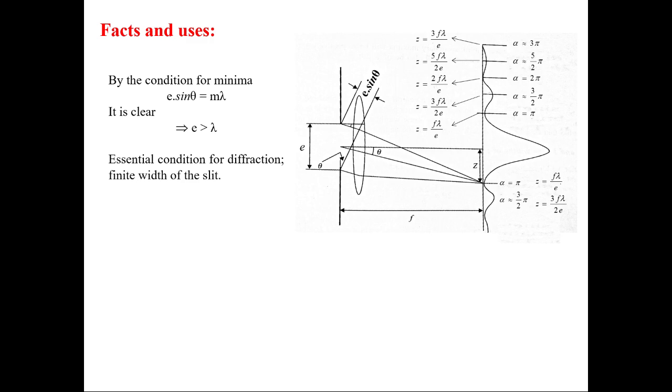We have the condition for minima, that is e sin theta equal to m lambda. Sin theta cannot be greater than 1, and m cannot be less than 1. So this is clear that e should be always greater than lambda, and this is the essential condition for diffraction, and that is the finite width of the slit. Finite width means greater than lambda. So if e is infinitesimally small, diffraction is not possible.